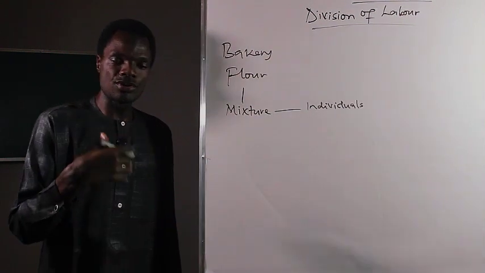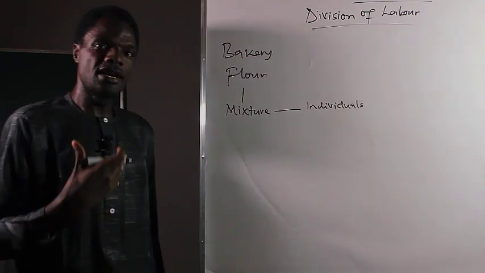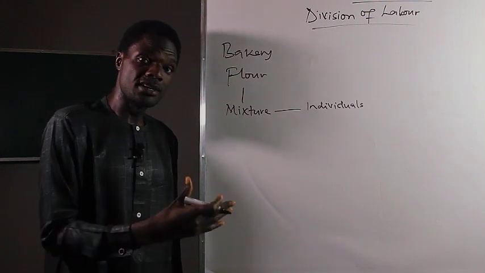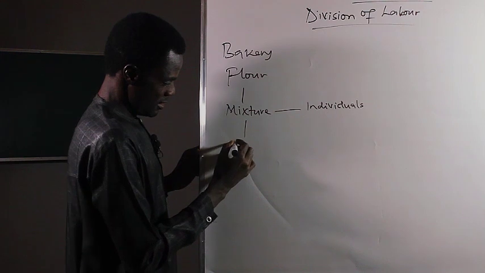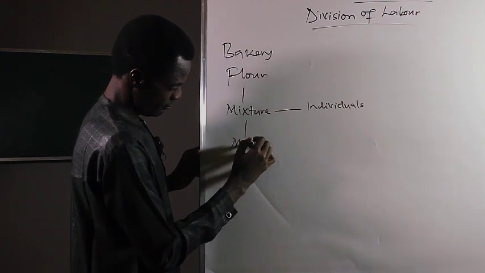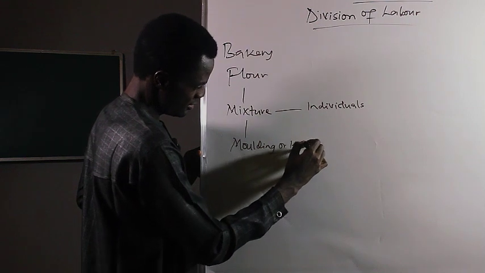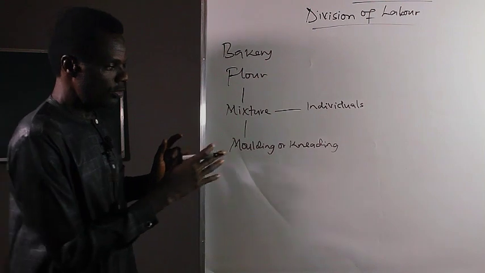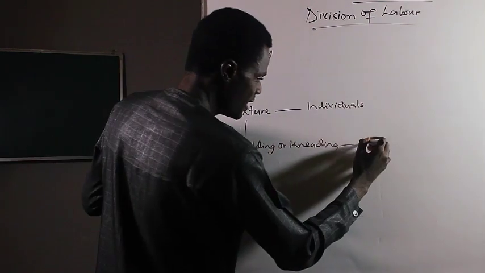As I said, it depends on the capacity of the firm. If the firm is financially capacitated, it can hire as many people as possible, depending on the demand of the bread in the market. Then after mixture, then molding, or, in some cases, kneading. So this is another stage performed by individuals.